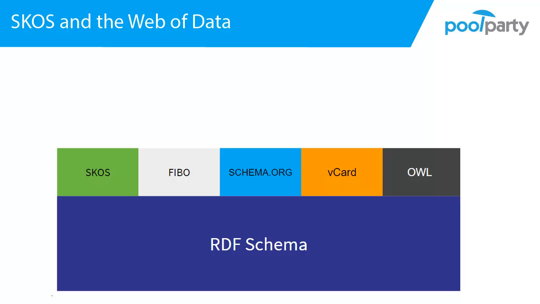For example, FIBO for the financial industry, or schema.org, or vCard, and you can also model your OWL ontology in PoolParty. In Module 3 you will also learn about the query language SPARQL. What I basically want to indicate here is that when you base your application on the SKOS standard, it is fully compliant with the whole semantic web.